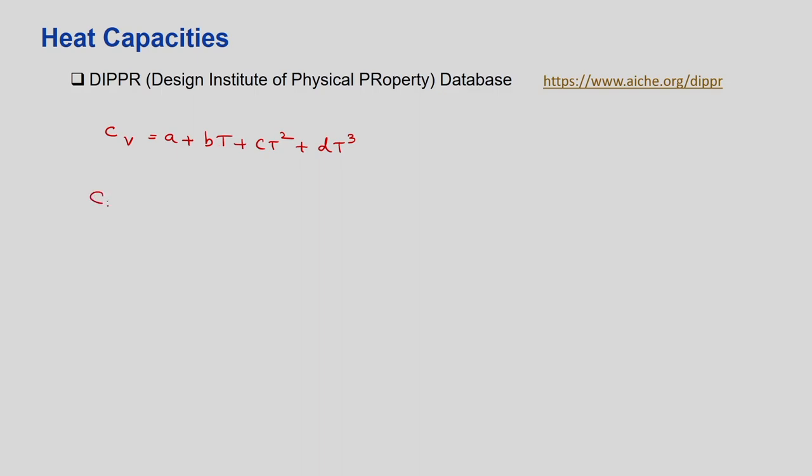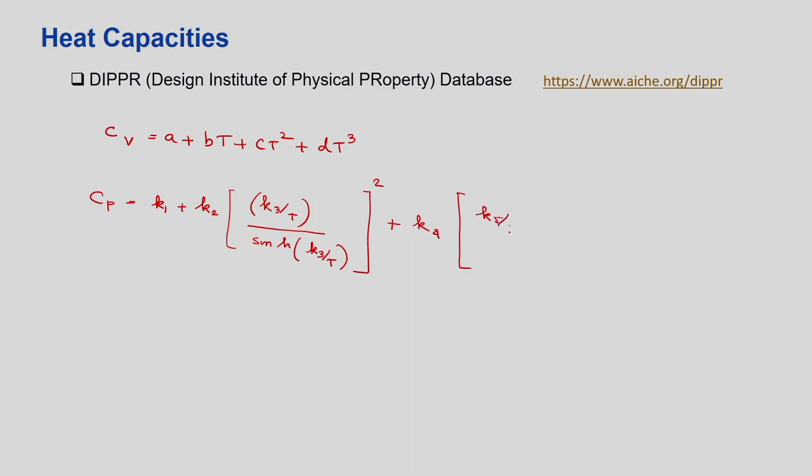They have used a formula something like this: Cp equals K1 plus K2 times (K3 by T divided by sinh of K3 by T) whole squared, plus K4 times (K5 by T divided by cosh of K5 by T) whole squared. So even though we are much more familiar with the expression A plus BT plus CT square plus DT cube, this particular database DIPPR does not use it. It uses the expression written below, where the constants are K1, K2, K3, K4 and K5.